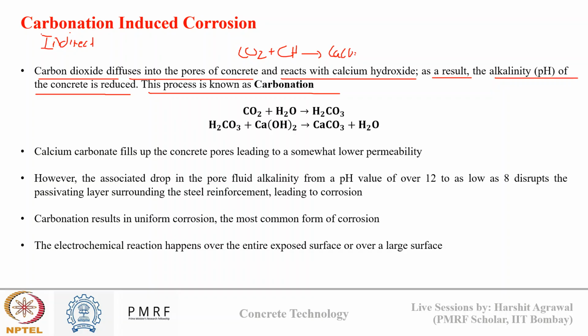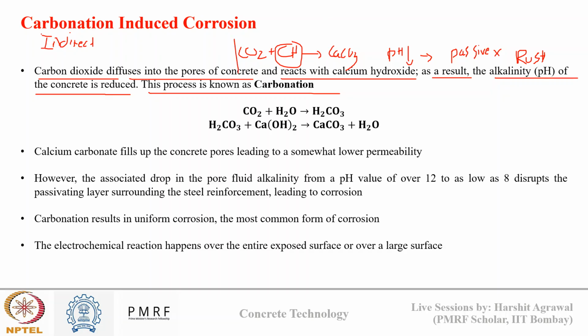Now as CH is consumed, what will happen? The pH of concrete will decrease, and if the pH decreases, the passive layer will become destabilized. If the passive layer destabilizes, oxygen can freely interact with the steel. If oxygen interacts with the steel, rust will form. What if rust forms? Cracking will happen inside the concrete. So this is carbonation induced corrosion.